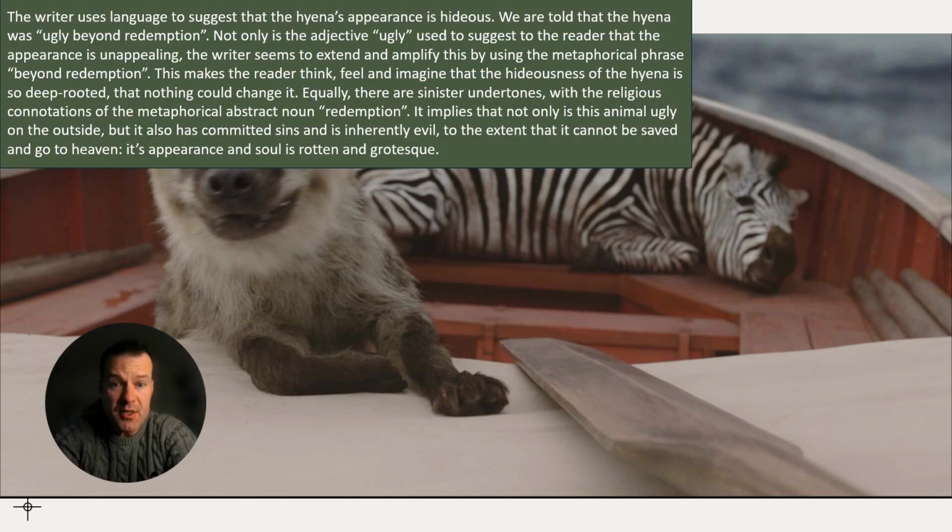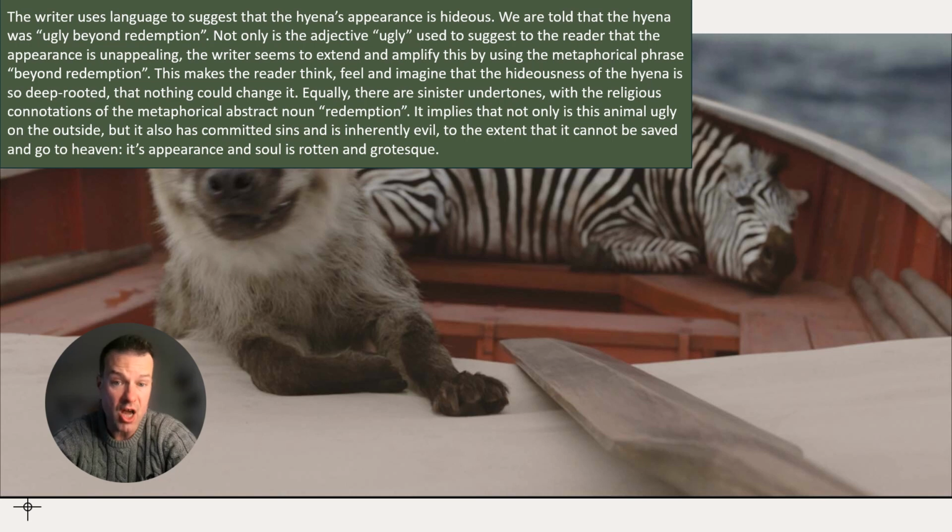The writer uses language to suggest that the hyena's appearance is hideous. We are told that the hyena was ugly beyond redemption. Not only is the adjective ugly used to suggest to the reader that the appearance is unappealing, the writer seems to extend and amplify this by using the metaphorical phrase beyond redemption. This makes the reader think, feel and imagine that the hideousness of the hyena is so deep-rooted that nothing could change it.